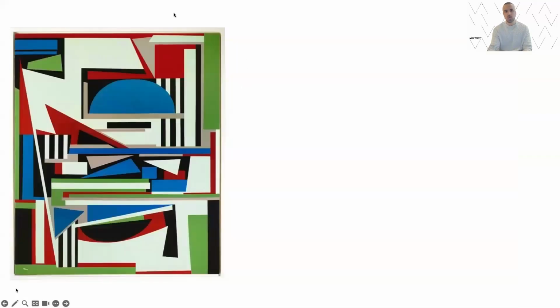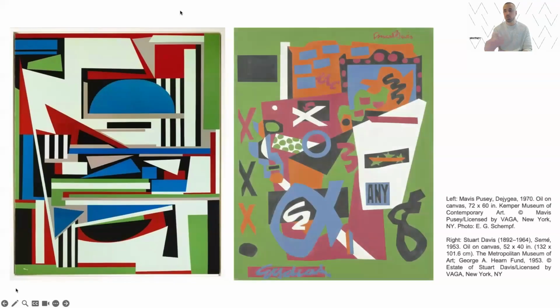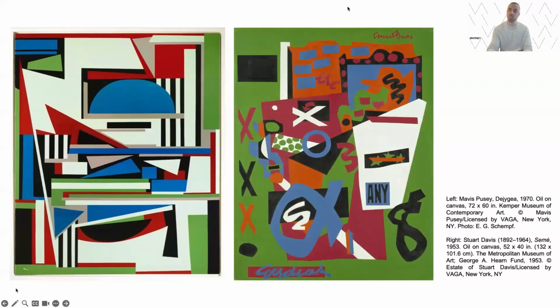From an art historical standpoint, when we look at what Mavis Pusey is doing, we might be reminded of artists like Stuart Davis, right? We might be thinking about artists who are taking abstraction, and particularly geometric abstraction, and flattening the picture plane in a very traditional way, moving all the way through post-impressionism, then cubism, then the breakdown of compositional space, et cetera. That's a very traditional way of thinking about geometric abstraction.